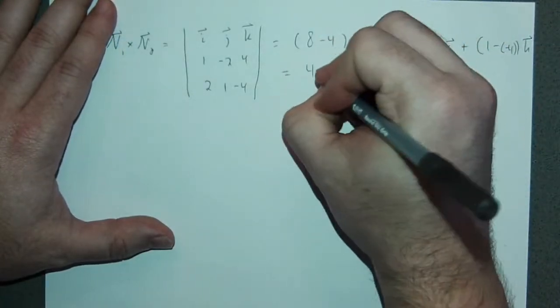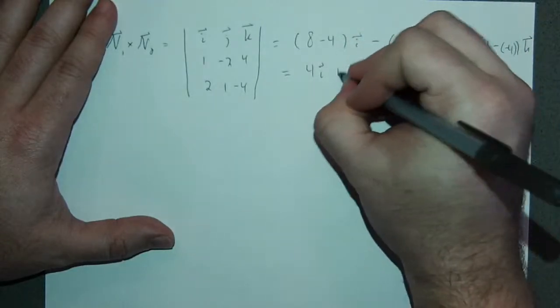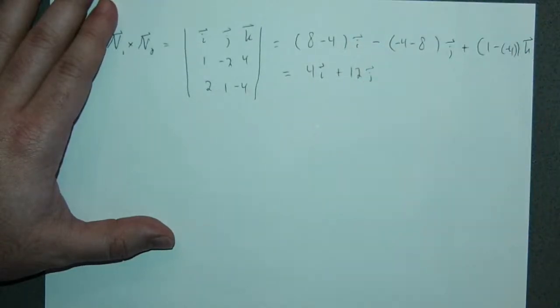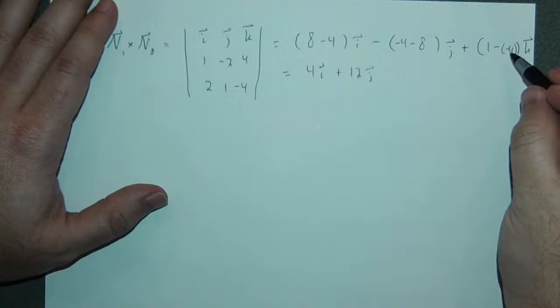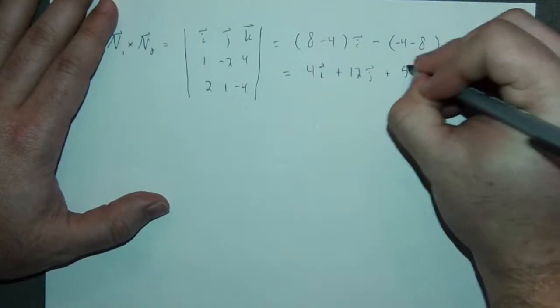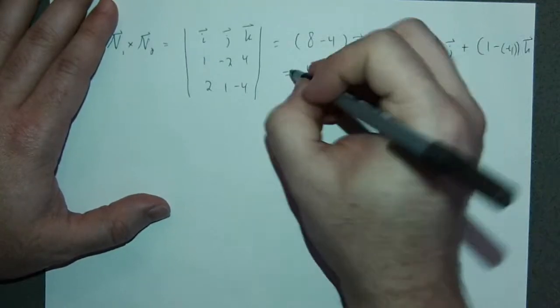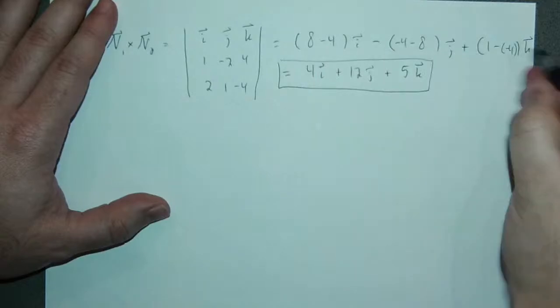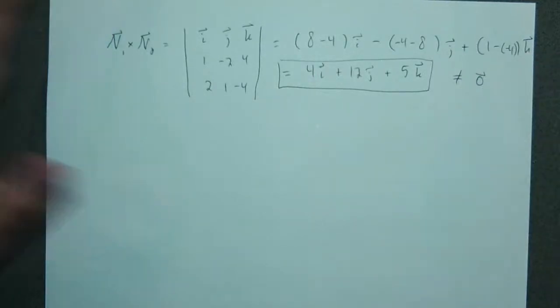So this is 4i minus minus 12, so plus 12j. 1 minus minus 4, so that's 5, so plus 5k. Okay, all right, so there's my vector. That's not the zero vector, so more confirmation, right, even though we didn't need it, that these two planes actually intersect. Okay, so here's the vector that is parallel to L.